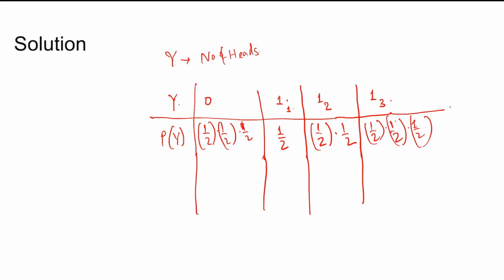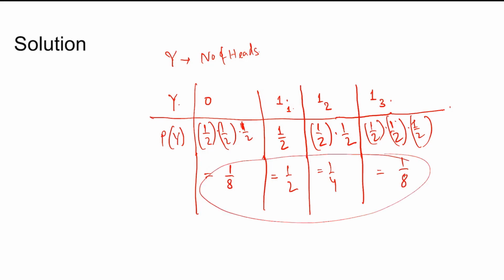So the distribution is like this: when 0 heads, then 1 by 8; first head in first toss, 1 by 2; first time head in second toss, 1 by 4; first time head in third toss, 1 by 8. If you sum the probabilities, it is coming as 1. So this is a probability distribution.